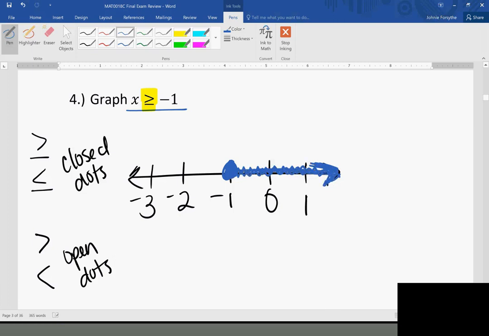On the final, I think it may be multiple choice, so you may get like 4 different graphs, and you have to pick the right one. So things to pay attention to would be whether it's an open or closed circle, and whether it is being shaded in the right direction. These are all things to kind of pay attention to when you are answering that question.